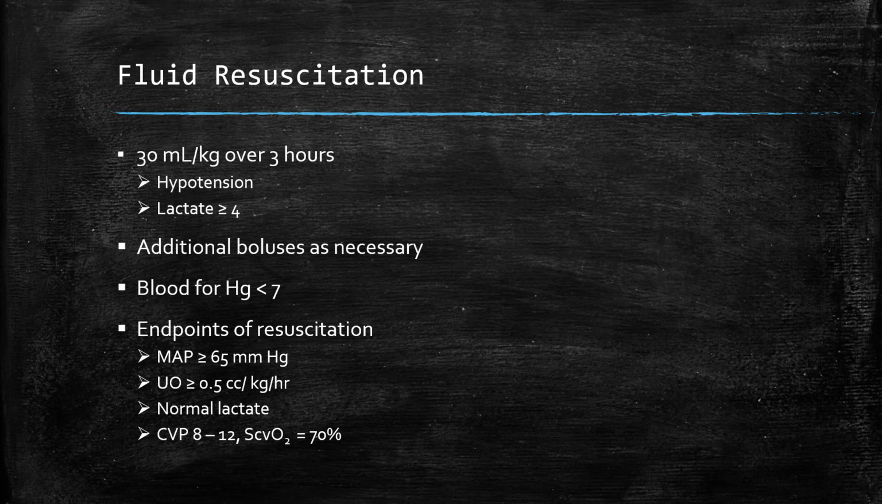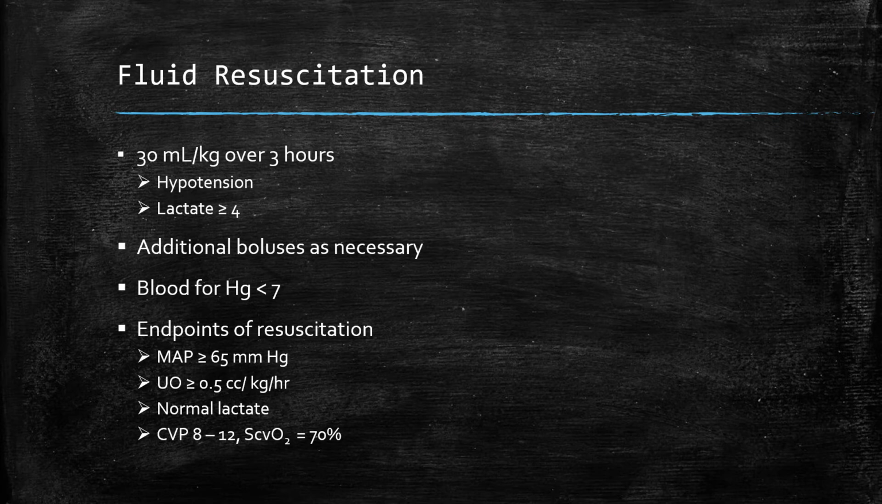We've already mentioned the initial fluid resuscitation protocol for a septic patient. These patients get 30 mL per kilogram over the course of 3 hours. The fluid should be an isotonic fluid like normal saline or lactated ringers. However, you're not limited to this amount of fluid, and additional boluses can be given as clinically necessary. Blood should certainly be used for any patient with a hemoglobin less than 7.